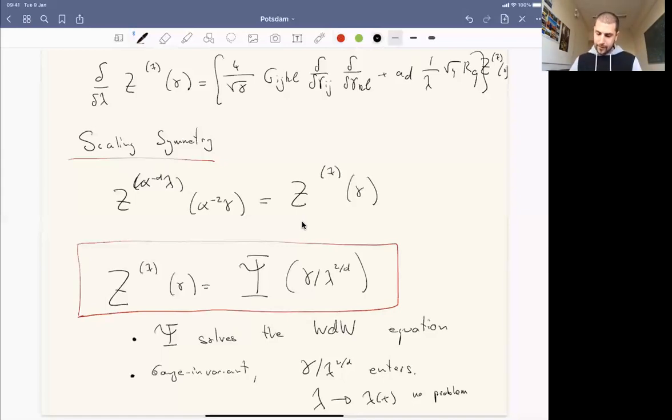And maybe I didn't say, but this looks exactly like a diffusion equation up here, right? There's one derivative with respect to the deformation parameter, but two derivatives with respect to the metric. And this term here is like a potential.